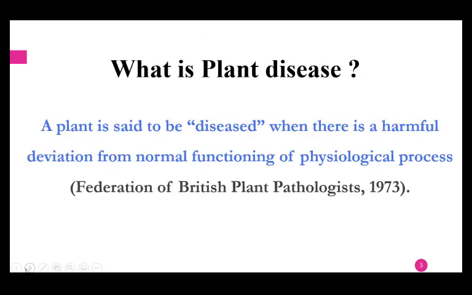So what is plant disease? How do we define disease? Let's assume if a plant is healthy, it can carry out its normal physiological functions to the best of its genetic potential. But when there is a harmful deviation from its normal physiological functioning, then the plant may be said to be diseased. This is a classical definition of a diseased plant, accepted by the Federation of British Plant Pathology.